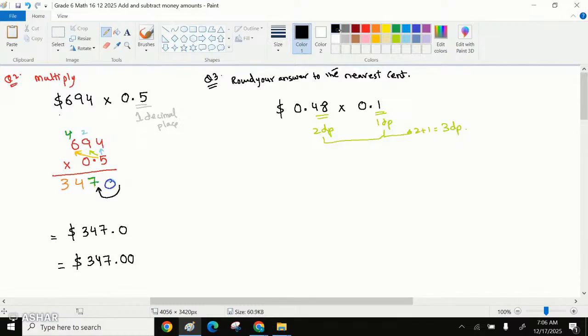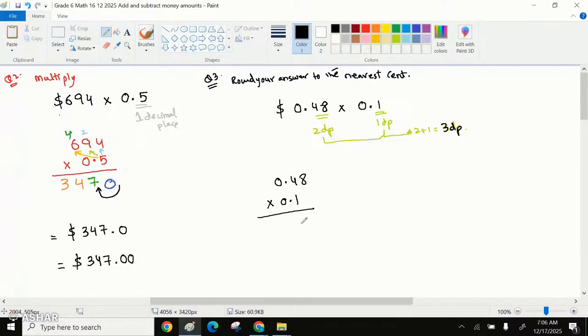So what we do is we multiply. When we are multiplying, when we have already counted the decimal places, what we can do is we can say we simply multiply 48 by 1, right? So what we can also see, we can do 0.48 multiplied by 0.1, right? And we can find the answer.